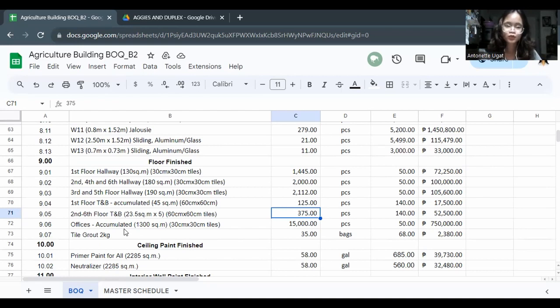For the offices as well, it is the same process, the floor area over the area of the tiles.